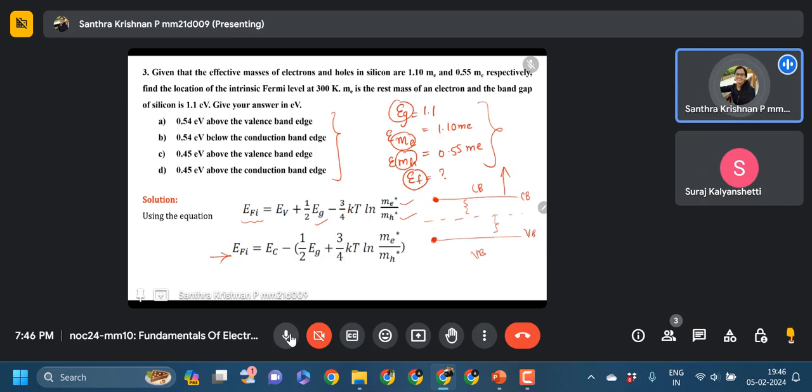Since Eg and all these values are given, can you try substituting? You will get EF equal to EV plus something, or EC minus something. Yes, that's correct. I can do this, it's pretty simple. I'll calculate only the second part. Half Eg is basically 1.1 divided by 2, right?